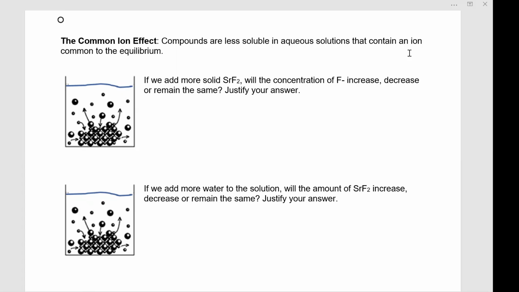If we add more solid SrF2, will the concentration of fluoride ion increase, decrease, or remain the same? Justify your answer. So here's another opportunity to see if you remember how to answer Le Chatelier's problems. So I'm going to go ahead and pause, and I want you to answer the question.